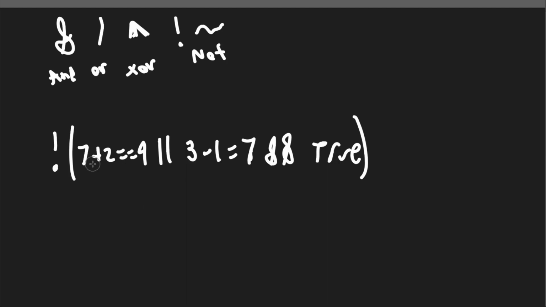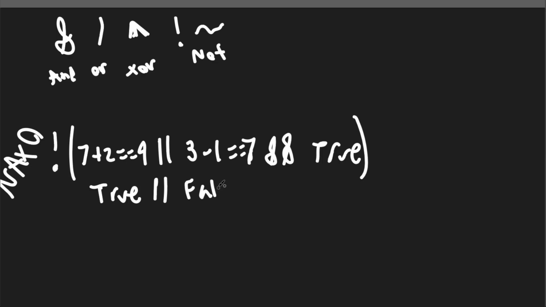So let's evaluate this expression using our NAXO. So NOT, we can't really do much right now because everything is in parentheses, so we just leave the NOT on the outside. 7 + 2 == 9, 9 equals 9, so this is true. Okay, true, OR 3 - 1 is 2 == 7. 7 does not equal 2, so this would be false. Okay, and then you have your ampersand, true.